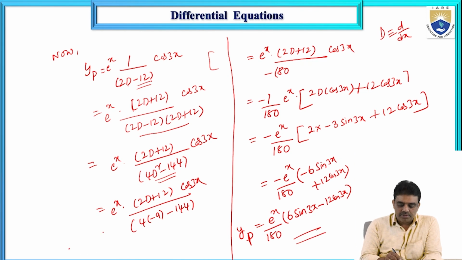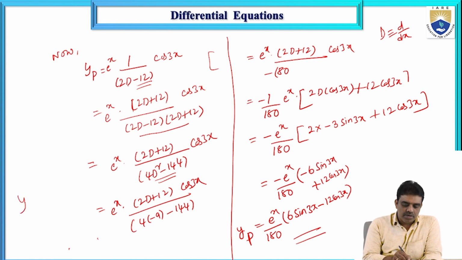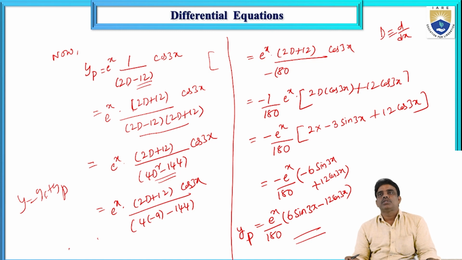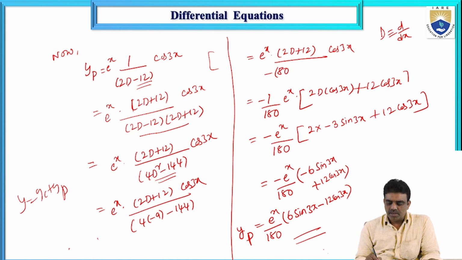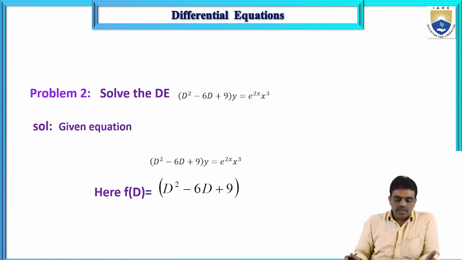Therefore, what is y? y is equal to yc plus yp, which is the required general solution of the given equation. Now we see another problem in the same model.